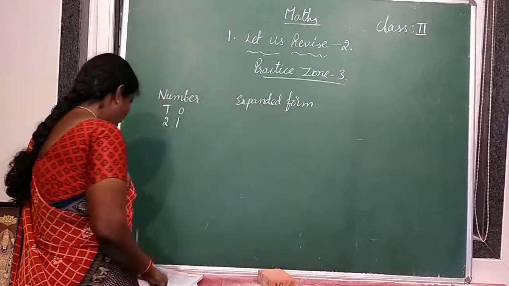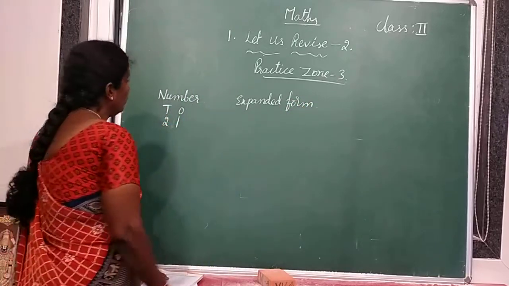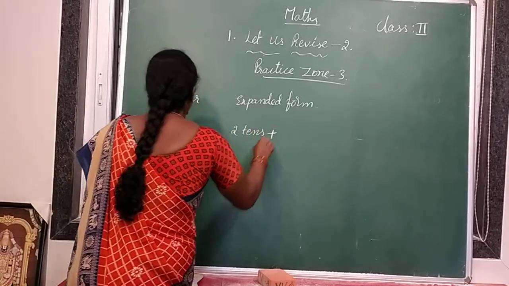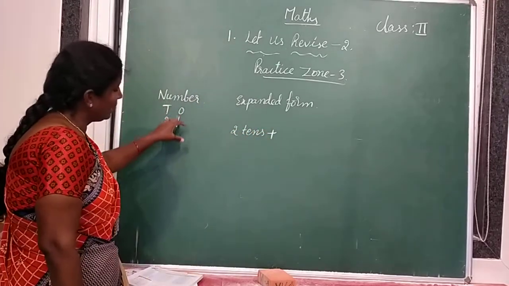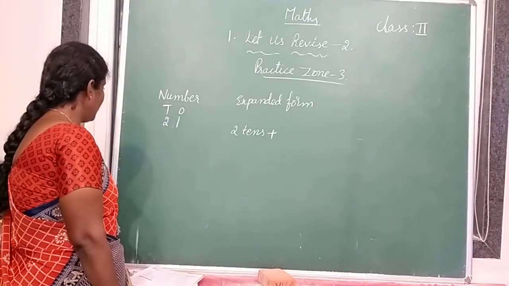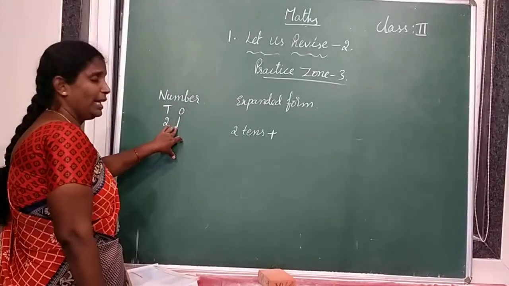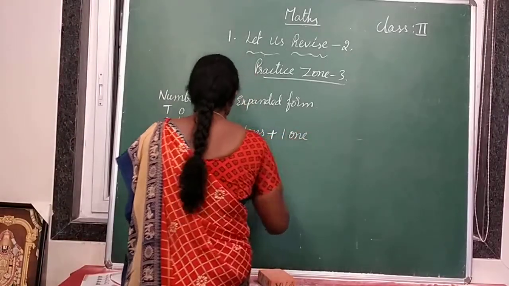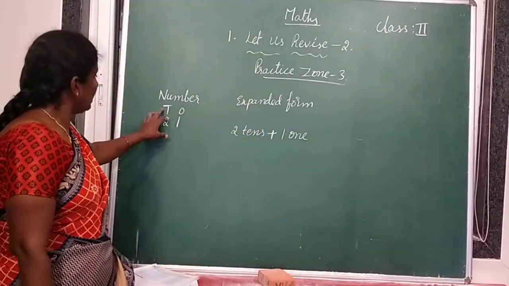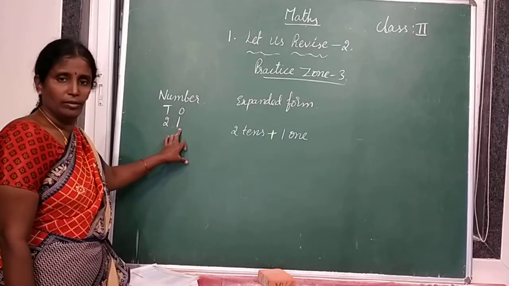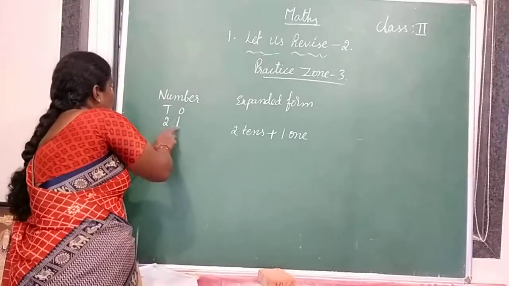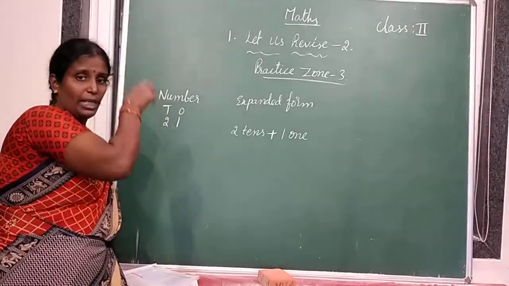How many tens are there? 2 tens, plus only one ones. So 2 tens are there and 1 one. This is the expanded form. And what is the number name of 21?